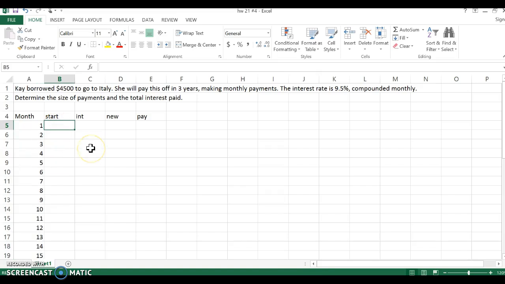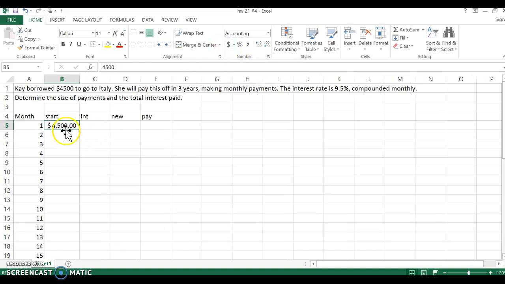Okay, so we're trying to figure this out. Well, let's work through this in our thought process. Kay starts with $4,500. Now, I want this all to be in money, so I have the cell highlighted. You can see in the middle of the page, there's a dollar sign. If you click on that, it automatically turns it into money.